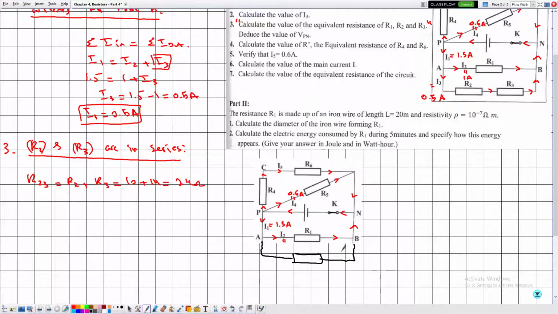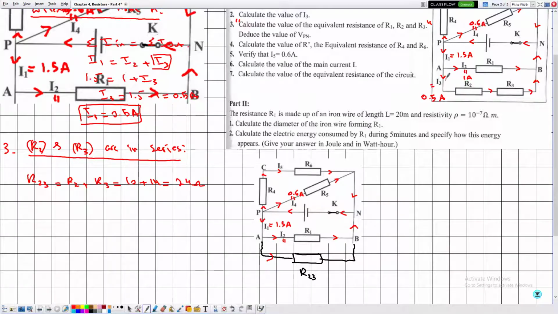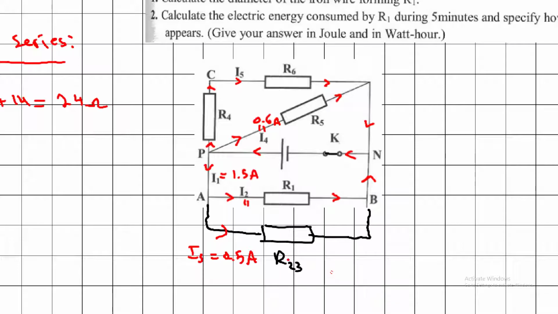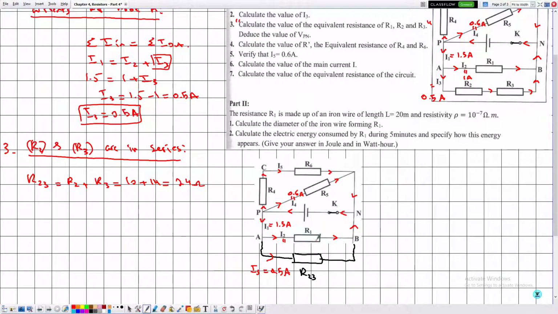Here let me say that we have R23. We have the value of R23. Usually resistance is not labeled on the circuit, and here the value of the current that we have is given by the current I3, which is given by 0.5 amperes. Now notice we need to calculate the equivalent resistance between R23 and R1, so they are in parallel.